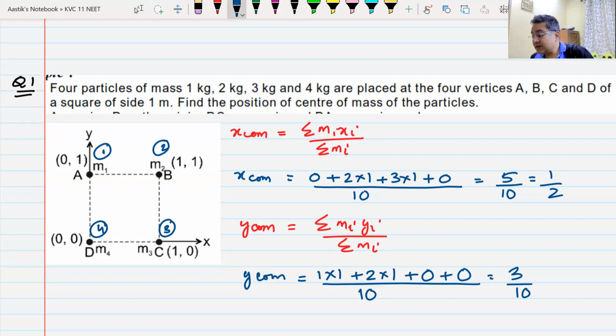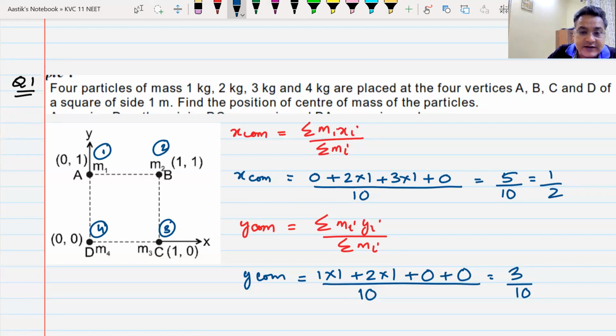The x coordinate of the center of mass is half, and the y coordinate of the center of mass is 3 by 10. So that was the answer that we are looking at. I hope you got the answer for this one. Well done. Congratulations. Now let us move on to the next heading.